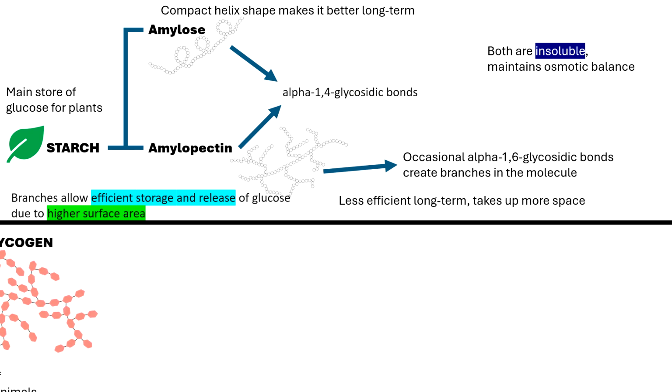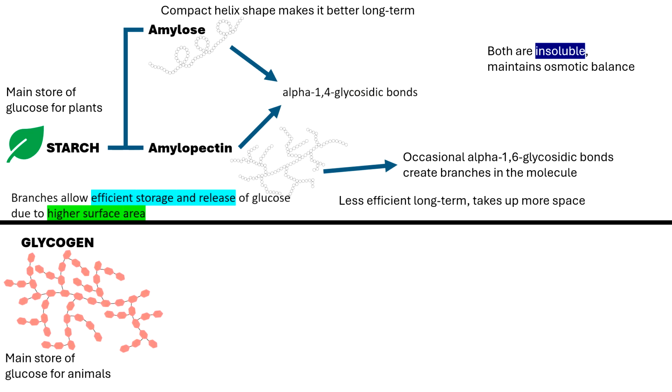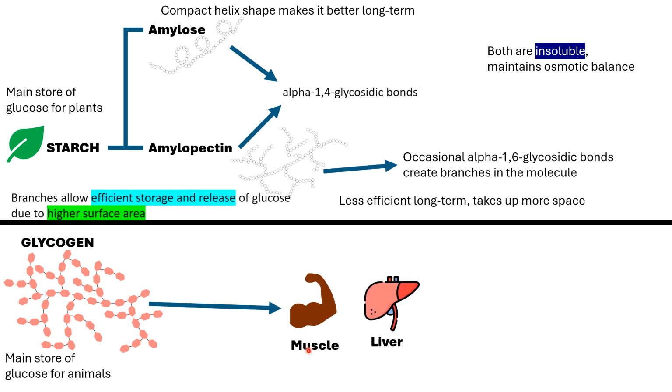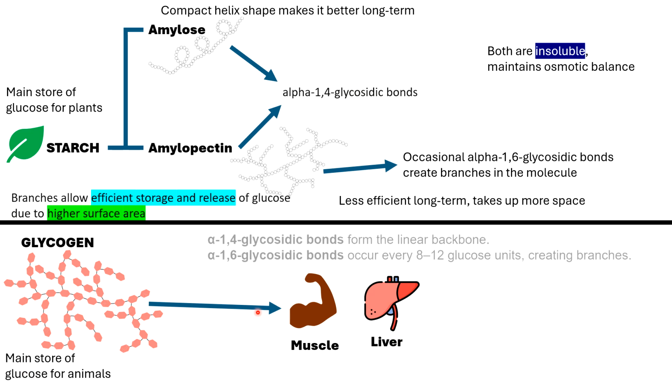Now, as I said before, glycogen is the main store of energy for animals. It's broken down into glucose, and this is done by liver cells. Glycogen is stored both in muscles for energy and in the liver, where liver cells convert it to glucose.